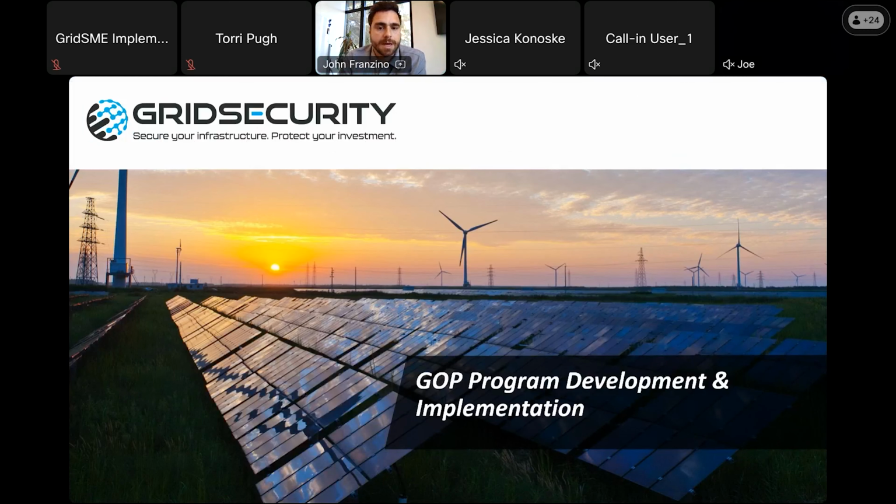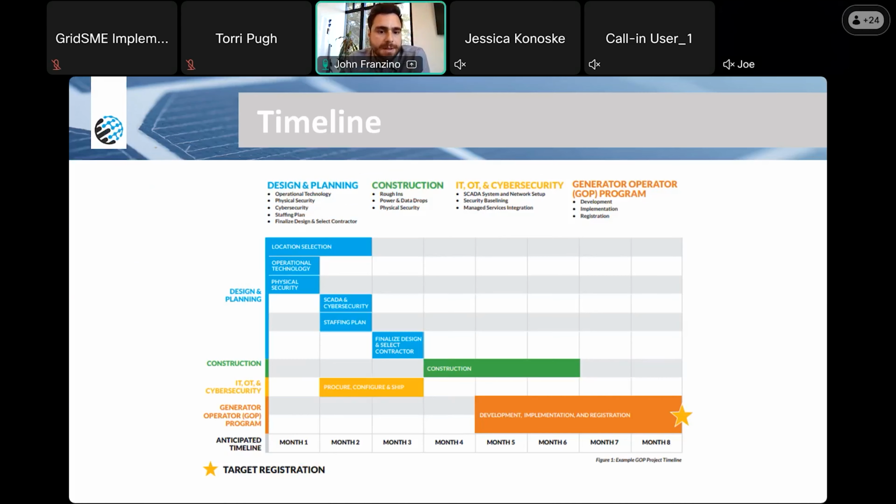All right, now we're going to do a little bit of a deeper dive into GOP program development and implementation. We'll start with a very high level timeline, starting with what this would be for a new GOP control center build. I would say though that 8 months is definitely aggressive, to put it lightly, for a new control center build. Normally, we're looking at about 12 to 18 months to stand up a new GOP control center.